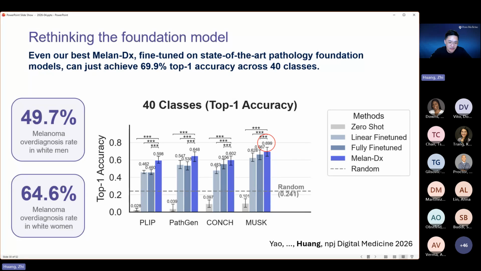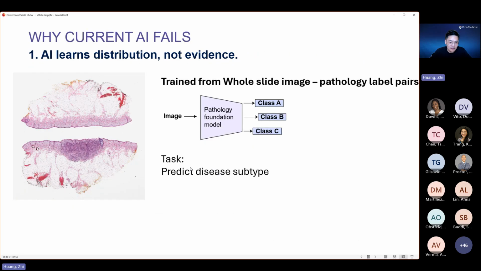Will the foundation model still be the best solution? Well, that's the question. I think the current foundation model is powerful, but it also fails. It is definitely not the ultimate solution to solve all the potential tasks. Why does the current AI foundation model fail? My first hypothesis is AI is just learning the distribution, not evidence.